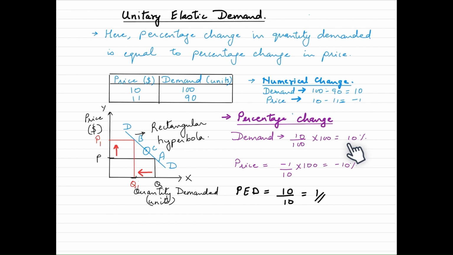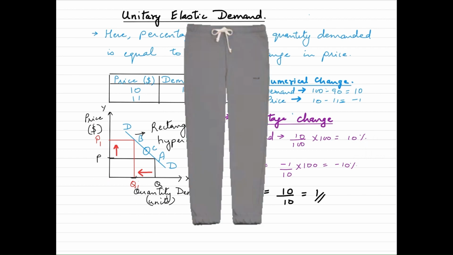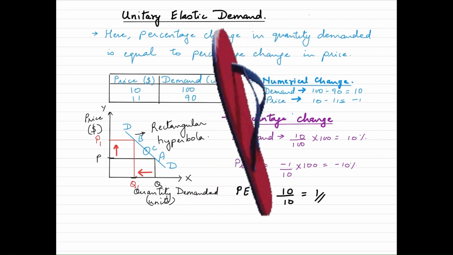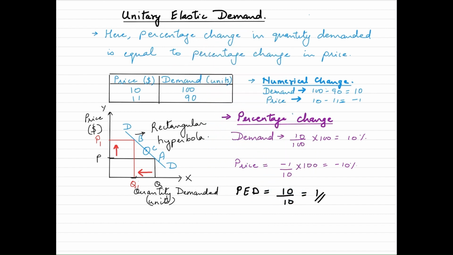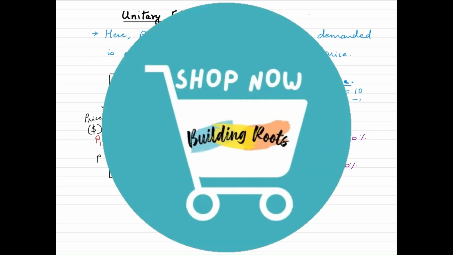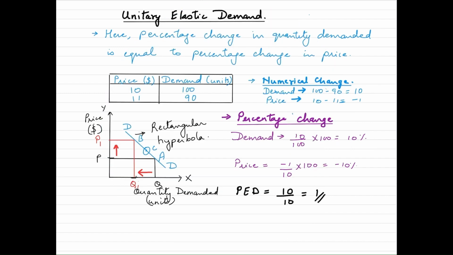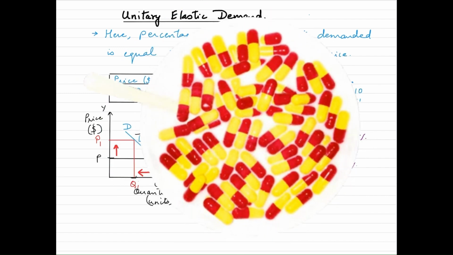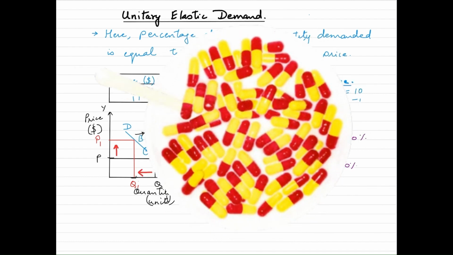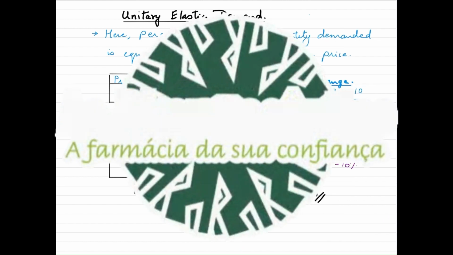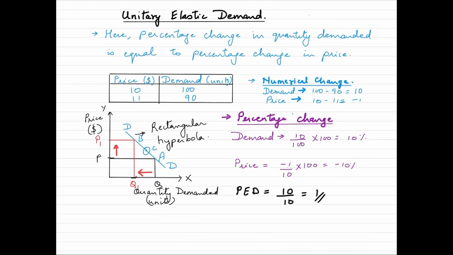Now what commodities have this kind of a demand pattern? You would see commodities like basic clothing and footwear. I'm not talking about branded clothes, I'm talking about just basic clothing that you would get from a general store in your local area, or generic medicines which are considered to be a cheaper alternative to branded medicines. So commodities like these would have a unit elastic demand.